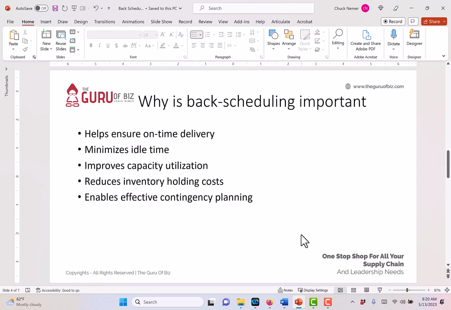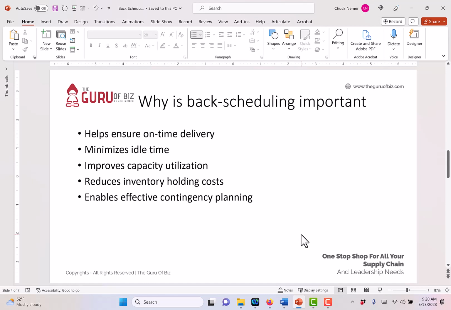From a capacity utilization standpoint, it helps us plan the use of resources, including labor, equipment, and materials, to make sure we have the optimal utilization of capacity. And this ensures that resources are used effectively and efficiently, and helps us reduce costs and improve profitability.